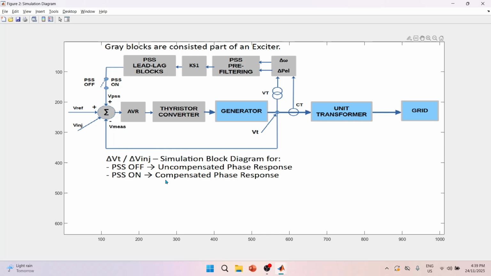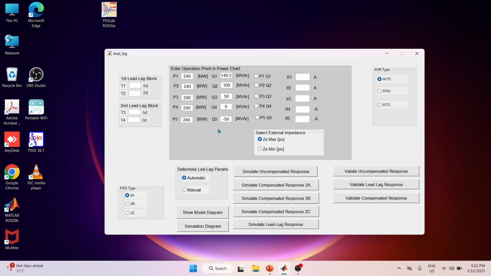The target is that the PSS lead lag blocks should compensate the phase lag of the uncompensated response in the range of the frequencies of interest, which are generally between 0.1 Hz and 3 Hz. After this theoretical background, we can work out the phase compensation.